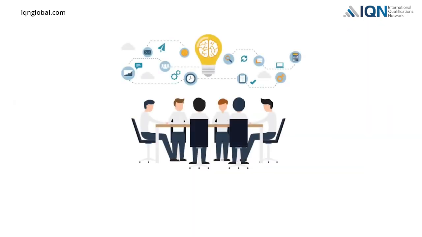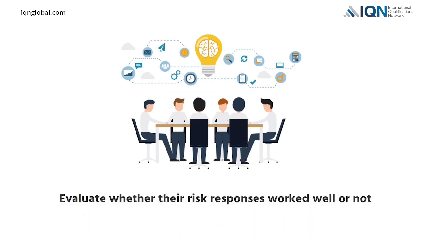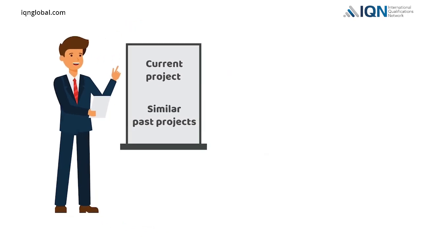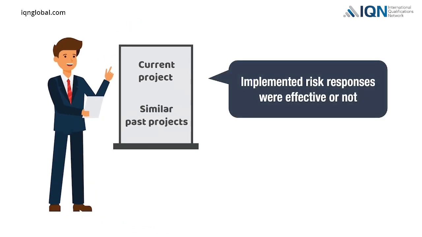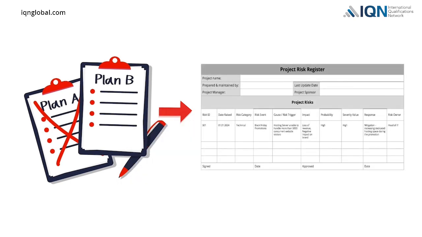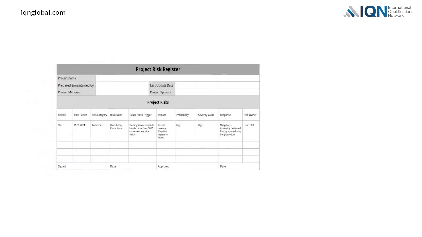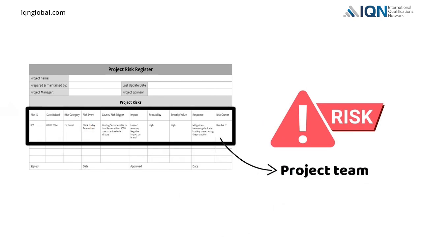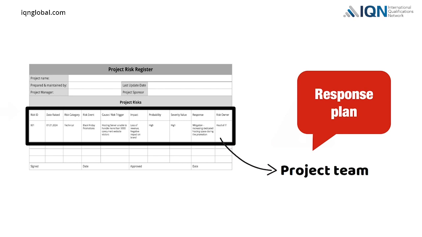The project team needs to evaluate whether their risk responses worked well or not. Lessons learned from the current project or similar past projects will provide insight into whether implemented risk responses were effective or not. If it seems that a different risk response was necessary, then the project team should update the risk register accordingly. In case a similar risk reoccurs, this update will help the project team to respond with a more appropriate plan in the future.